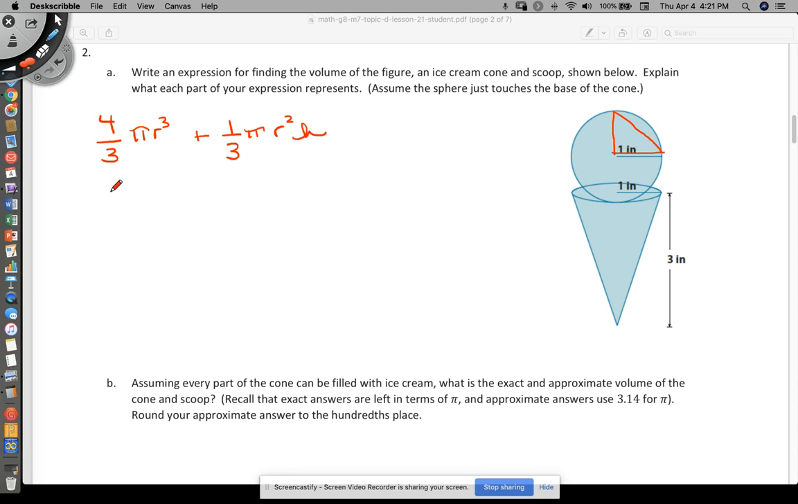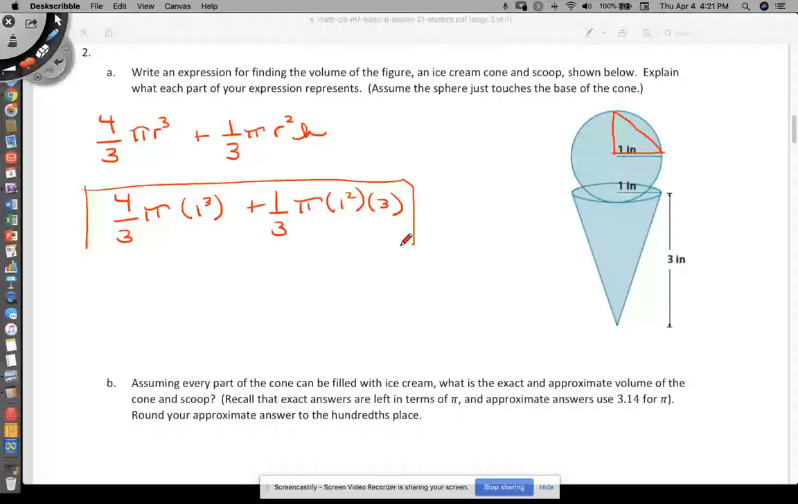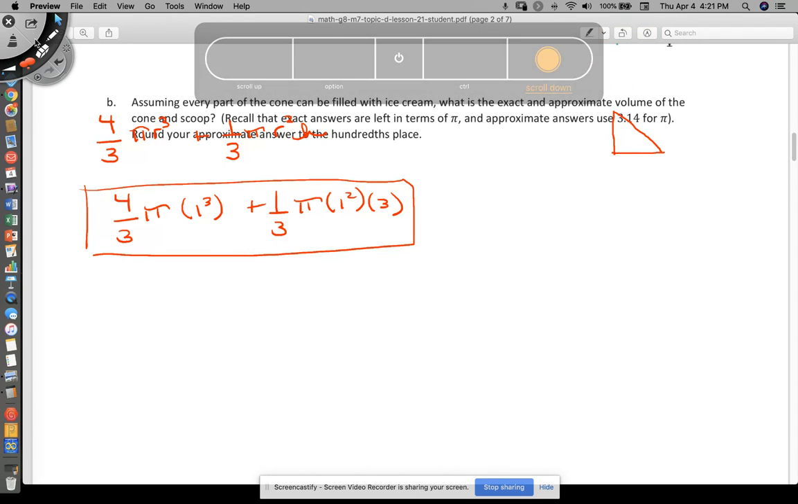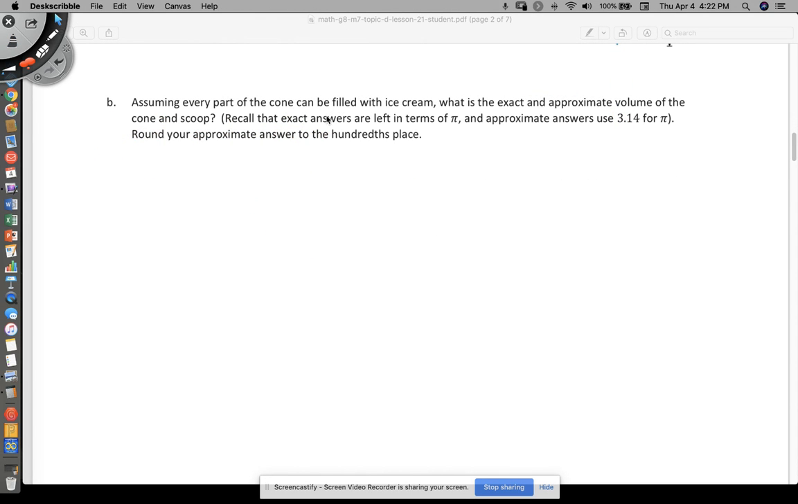So let's put some numbers in now. We have 4/3 pi times 1 cubed plus 1/3 pi times 1 squared times 3, the height. And that's my expression. So now, if we go ahead and solve it, it says, assuming every part of the cone is filled to the top, we're then going to solve for pi. How much are we getting here? So I'm going to first solve for just the ice cream scoop. That's going to be the sphere.